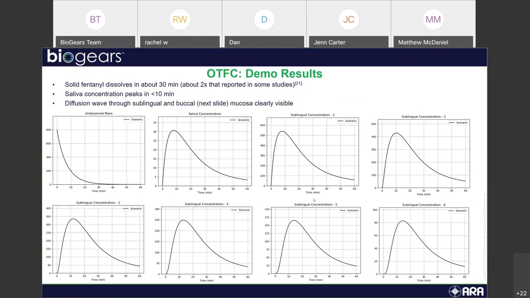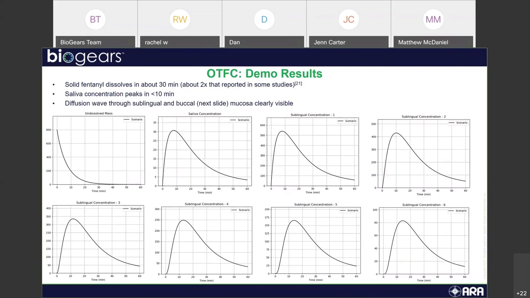layers. So these first two plots show you the dissolving process. You start off with 800 micrograms, and you gradually dissolve over the course of about half an hour. That is longer than reported. Usually, it's about 15 to 20 minutes for it to completely dissolve. So our dissolving assumptions might be a little bit off there, but that's something that we can certainly revisit.